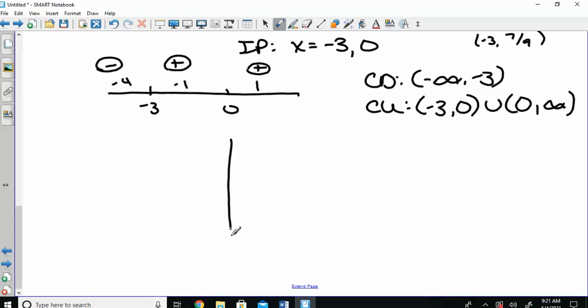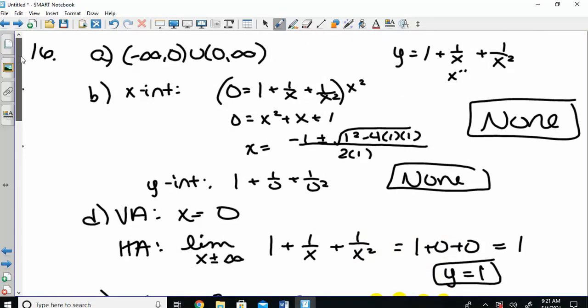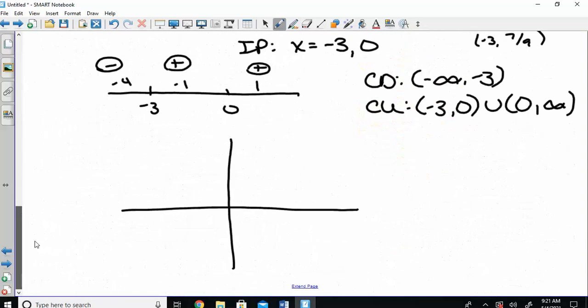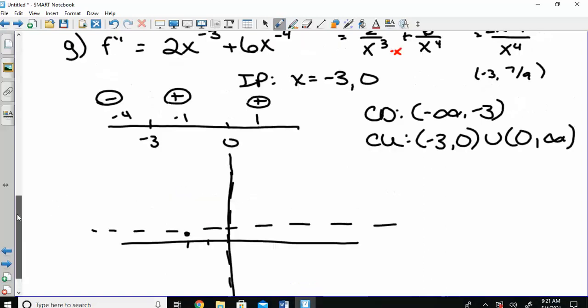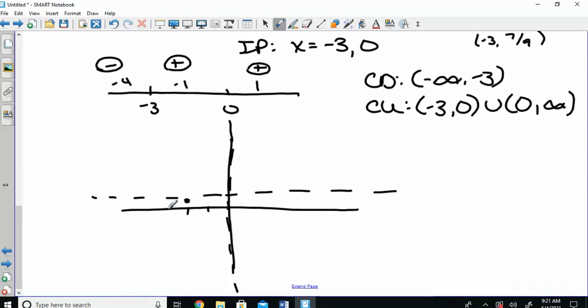And so now when we draw our graph and plot all of this stuff, we don't have any intercepts. We have a vertical asymptote at 0 and a horizontal at 1. We have a min at negative 2, 3/4. Our inflection point was at negative 3, 7/9. So this is going to be kind of tricky to draw, isn't it?